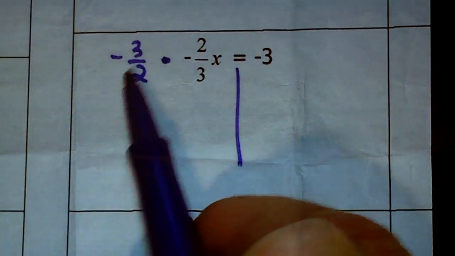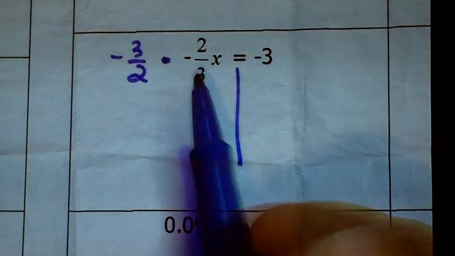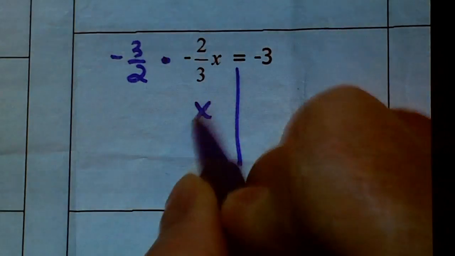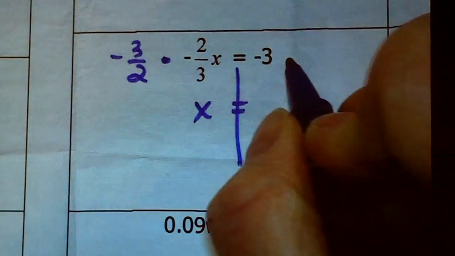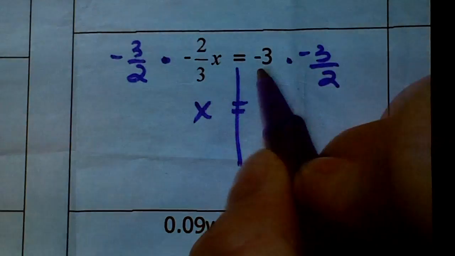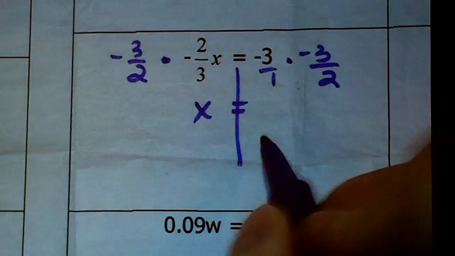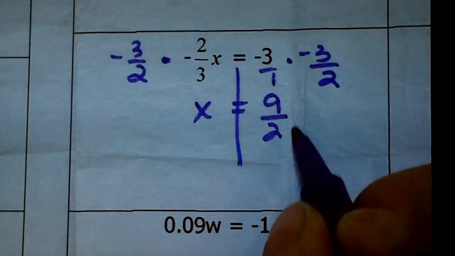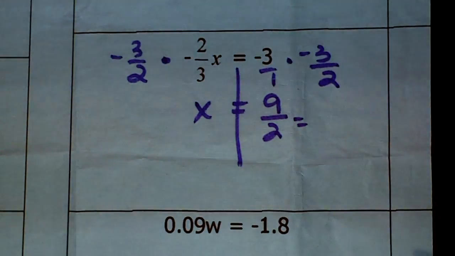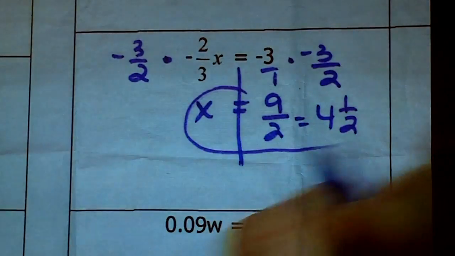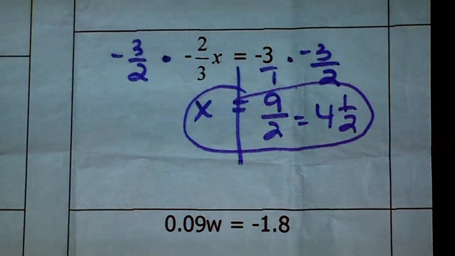So -3/2 times -2/3 is 1, multiplicative inverse, and I'm left with x. Now if you multiply this side by -3/2, you need to multiply this side by -3/2. Pop a 1 under it. -3 times -3 is 9. 1 times 2 is 2. And I, of course, would prefer you not to write them improperly. This would be either 4.5, or if you wrote 4.5, that would generally be just fine because it means the same thing.